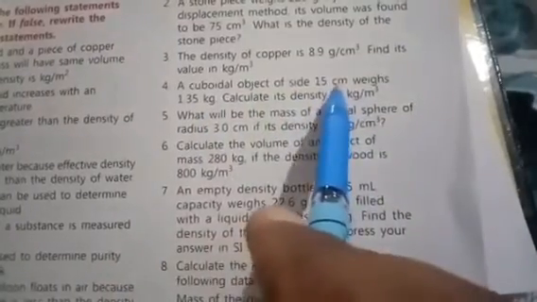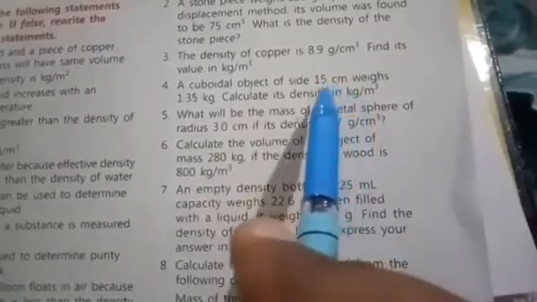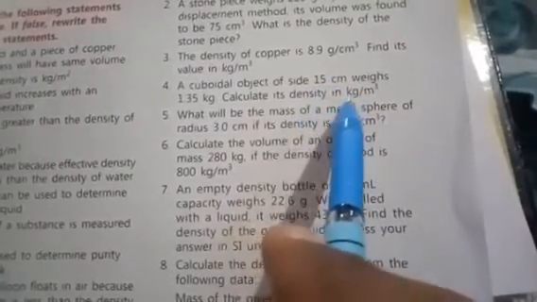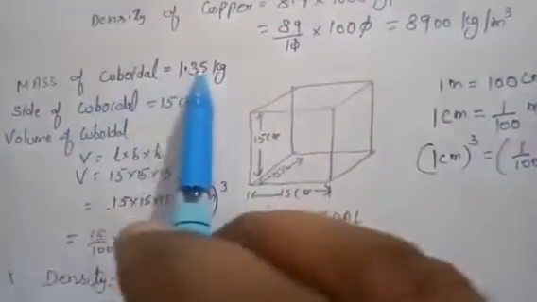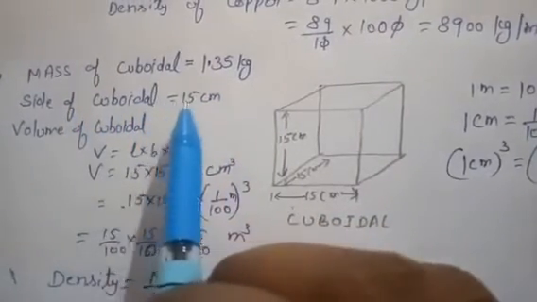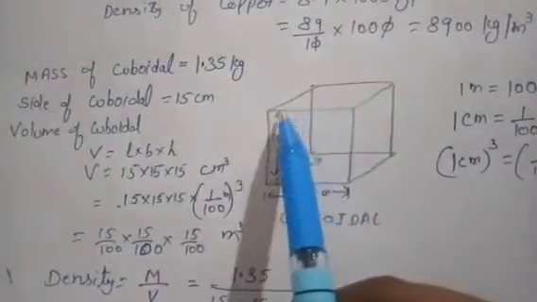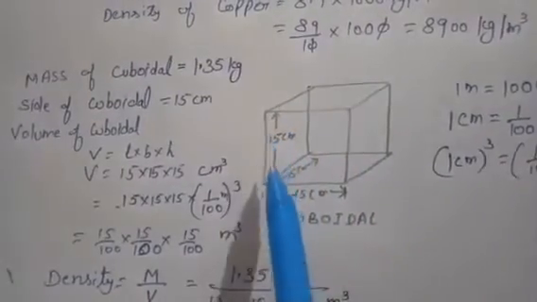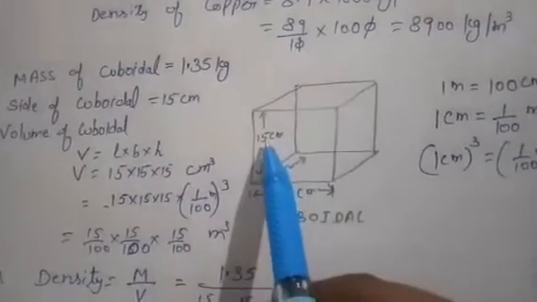Here the mass is in kilogram, but the volume is in centimeter, so we have to convert it into meter cube. Then we will find the density in the form of kilogram per meter cube. Mass of the cuboidal body is given as 1.35 kg, and the side of the cuboid is 15 centimeter. Cuboidal here means each side is equal, that is height, breadth and length. Each side is 15 centimeter.